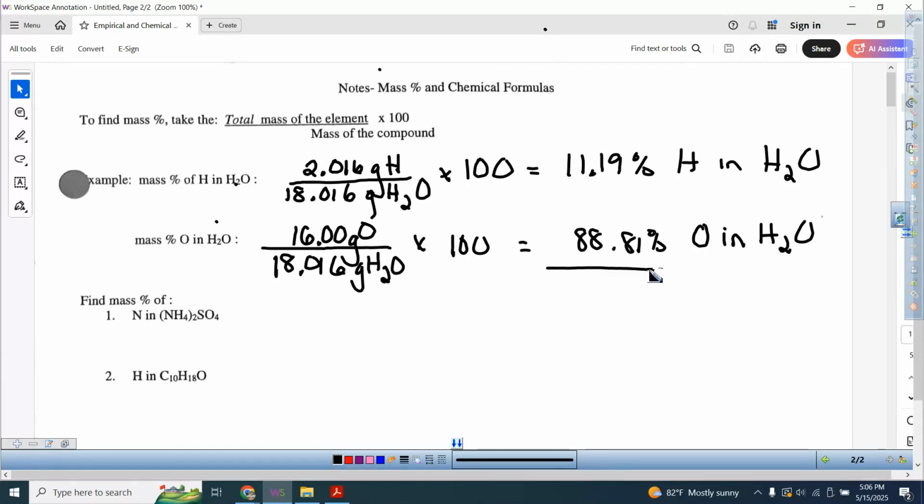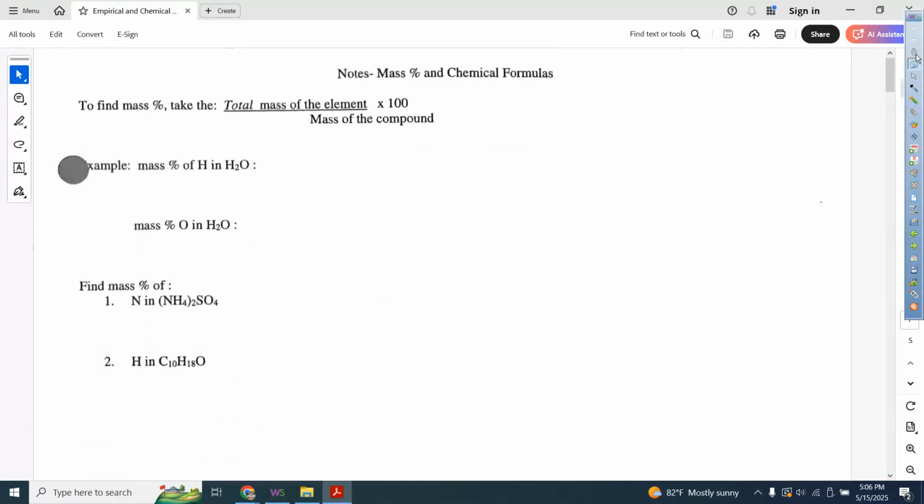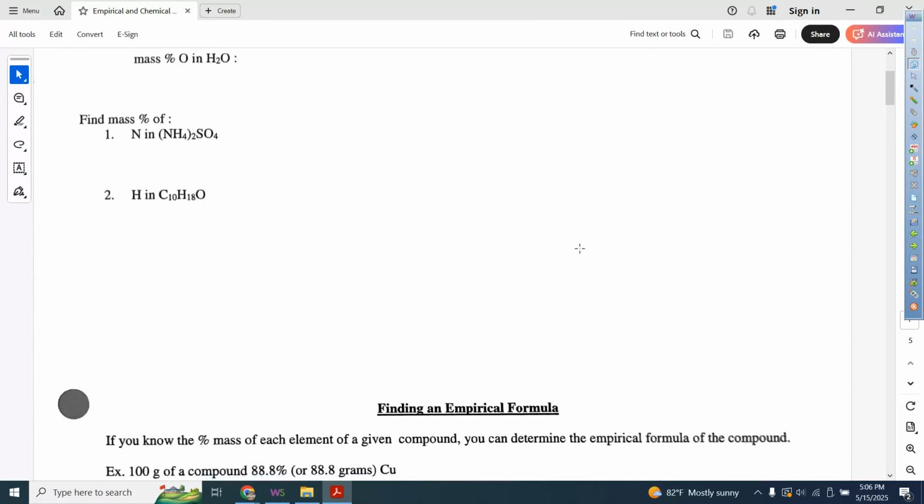Okay, notice that our percents add up to equal 100%, which makes sense. These are the only 2 elements in water, so their percents should add up to a total of 100%. Okay, so that's our first example. Now let's look at a couple others that are a little bit more complicated.